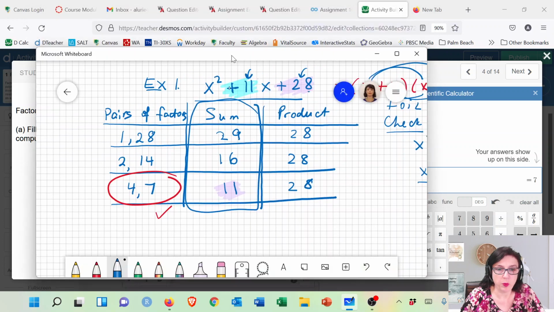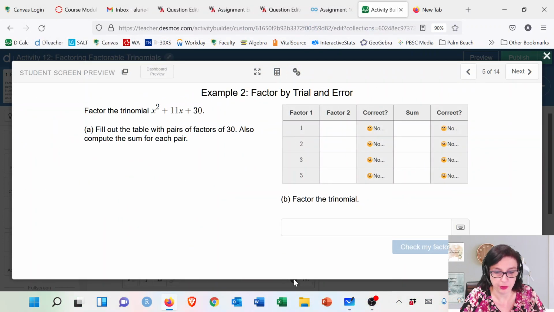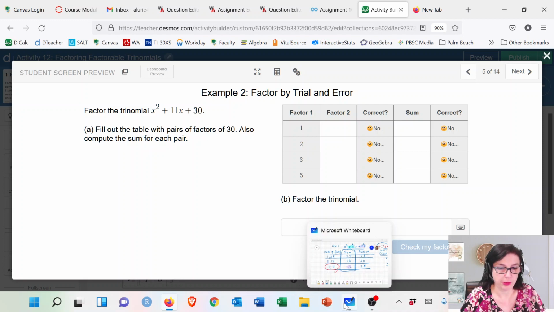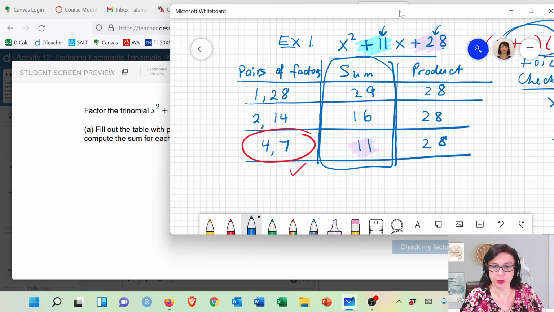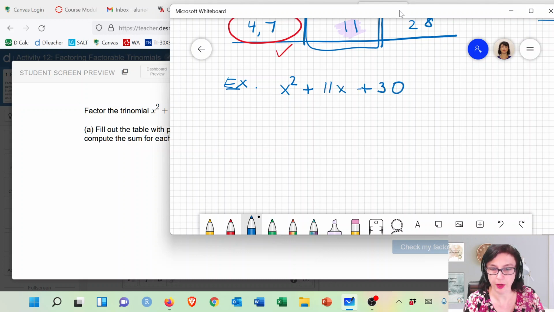So I'm going to look at one more example, and then in further videos, I will look at some of the negative ones. So let's look at this one. So it's x squared plus 11x plus 30. So let's try to factor that one. Okay, so we've got x squared plus 11x plus 30. We want to factor it.